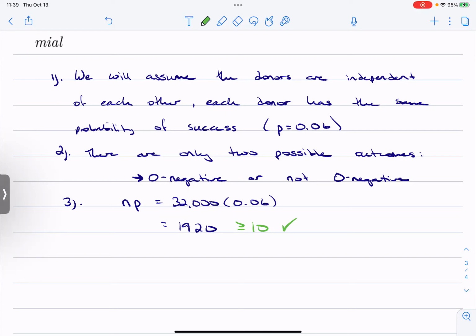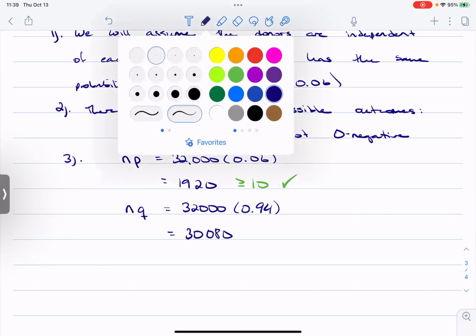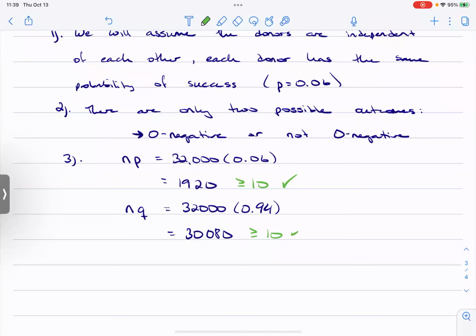All right, so that checks out. That's good. How can I find the number of failures if I didn't want to do any more calculations? That'd be 32,000 minus 1,920, right? Or 32,000 times 0.94, right? Two ways of finding the same thing, but we have to check n times q, which is 32,000 times 0.94, which is 30,080, which is also greater than or equal to 10.